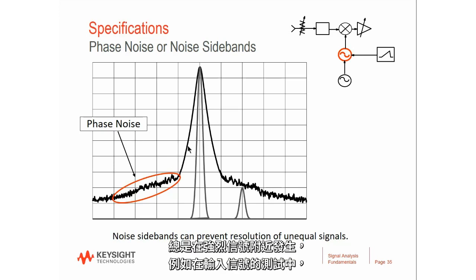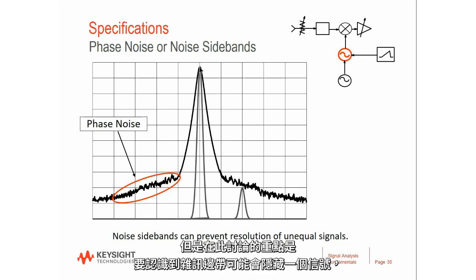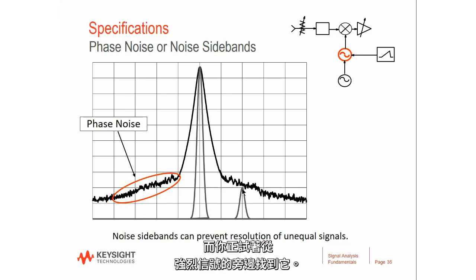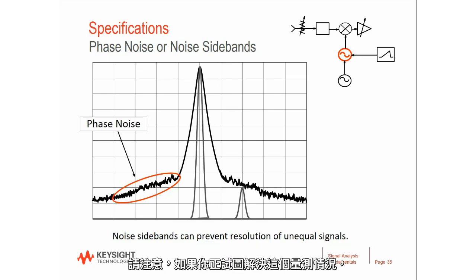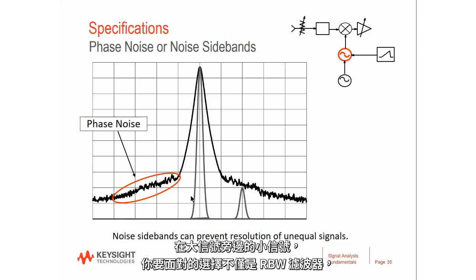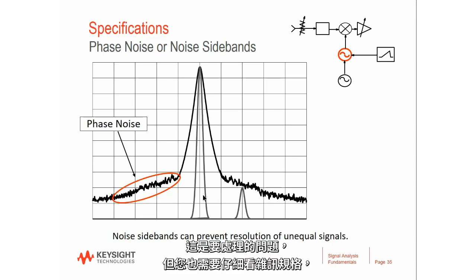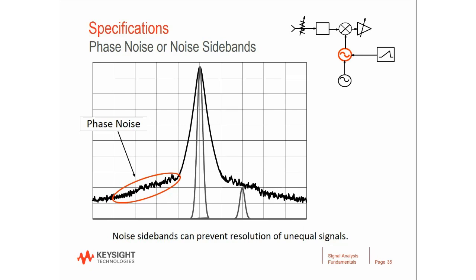It always appears close to a strong signal, for example, this input signal under test. But the point of this discussion is to realize that these noise sidebands could potentially hide a signal that you're actually trying to look at next to a strong signal. So be aware that if you're trying to tackle this measurement situation, small signal next to large signal, you'll be faced not only with the choice of RBW filters, that's one issue to get right, but you'll also be wanting to take a close look at the noise specs because they could also be limiting your ability to see this little guy here.